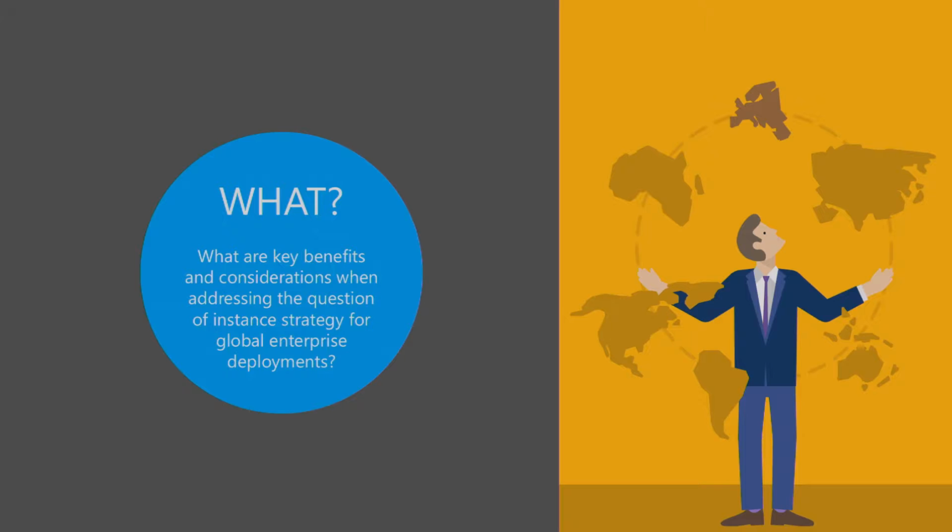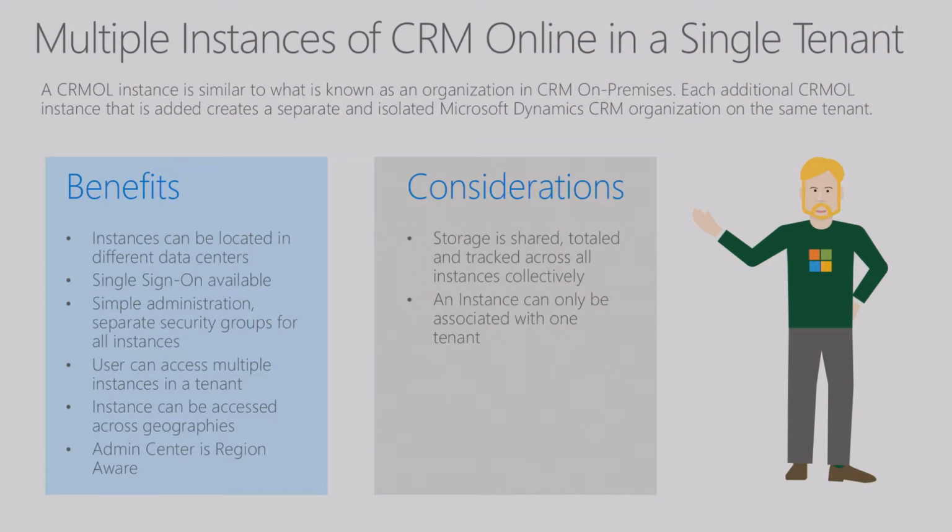So one of the things people ask is, what are the key benefits of using CRM Online in an instance? Again, in an on-prem world, you have one, equivalent to an organization in an on-prem deployment. So when we move into, as Darren was saying, a single tenant with multiple instances, you get a lot of benefit out of it, meaning that if you're already federated with your Active Directory on-premise, you'll get single sign-on.